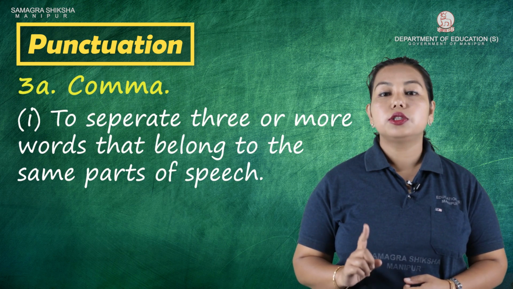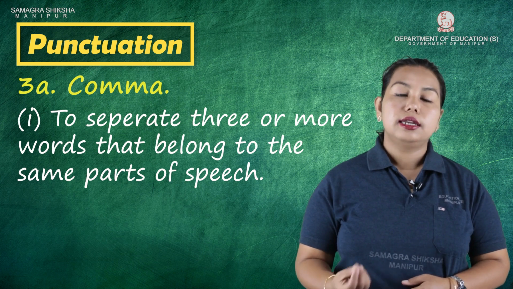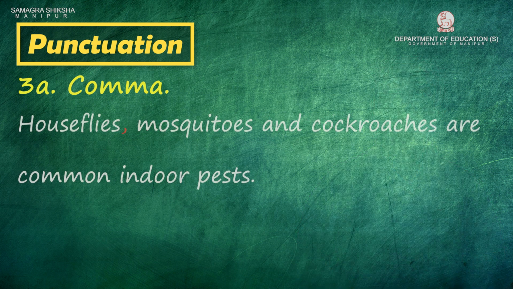Number one, it is used to separate three or more words that belong to the same part of speech. Let us take the help of an example. "Houseflies, mosquitoes, and cockroaches are common indoor pests." Houseflies, mosquitoes, and cockroaches are all nouns, which means they belong to the same part of speech. So we have to divide houseflies and mosquitoes with a comma. Since there is a conjunction "and" between mosquitoes and cockroaches, we may or may not put a comma in between them. But after houseflies, we have to put the comma in order to separate it from the word mosquitoes.